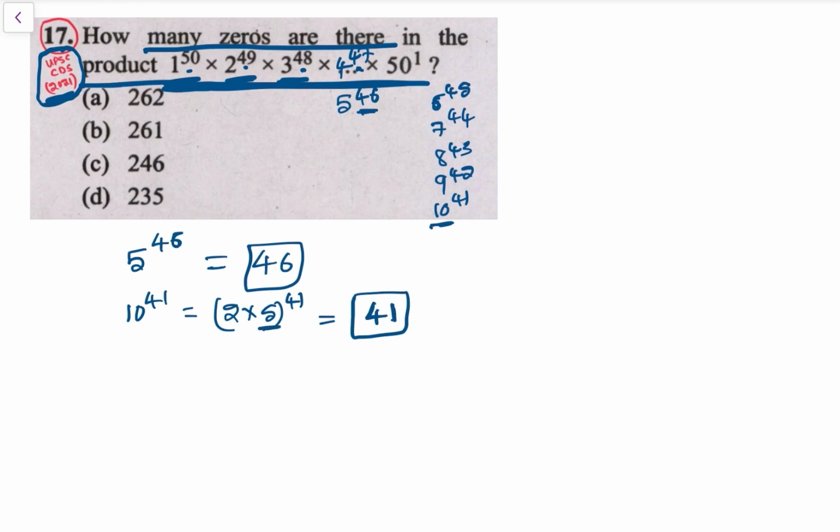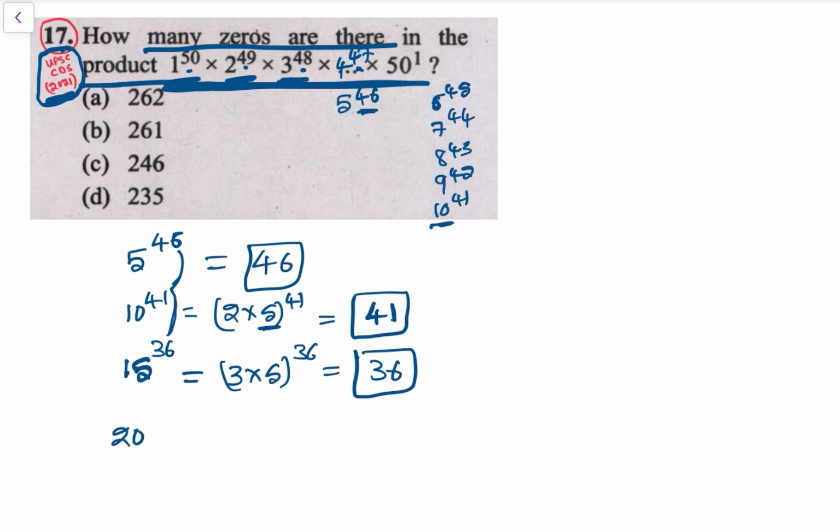41, ठीक है, इधर 41 है। देन नेक्स्ट आएगा 15 में, सो 15 में कितना आएगा, सो 36 आएगा, बिकॉज 5 minus करो, 41 minus 5 is 36, so 15, that is 3 into 5 to the power 36, so that is 36 fives. Then 20 to the power 31, so that is 4 into 5 to the power 31, so that is 31 fives.